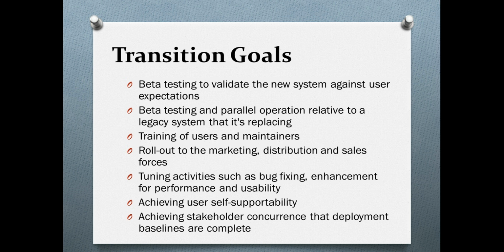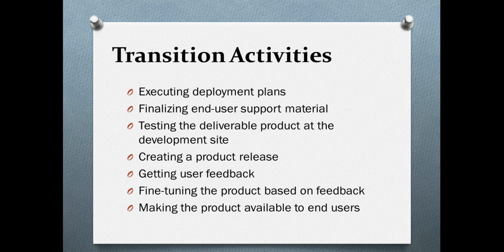So the transition goals are beta testing, training for the users and maintainers, rollout of marketing, distribution, and sales forces, and tuning activities such as bug fixing, enhancements, performance enhancements, and achieving user self-supportability. Achieving stakeholder concurrence, that the development baselines are complete basically. These are the goals of the transition.